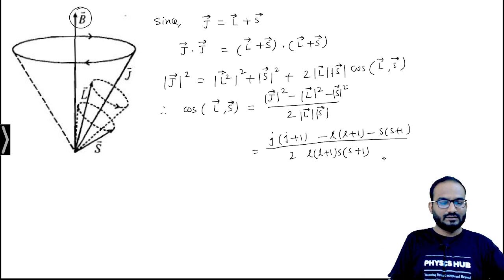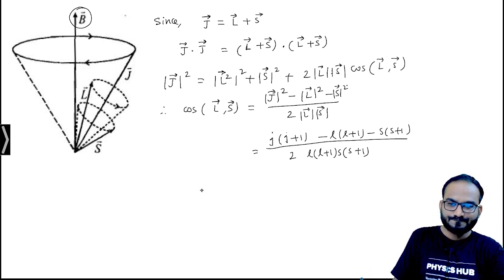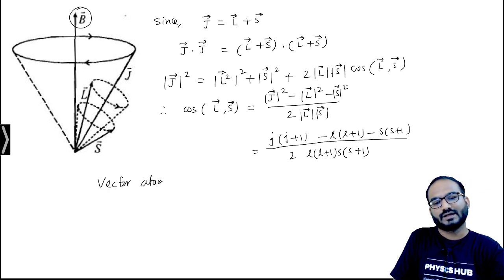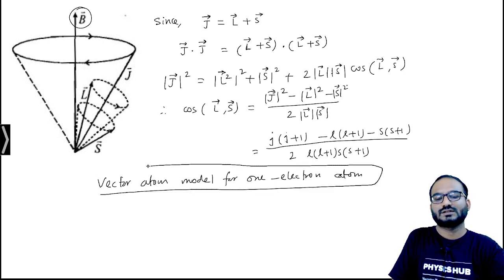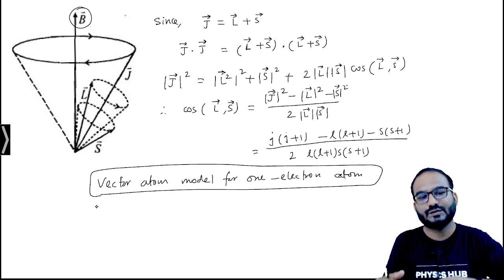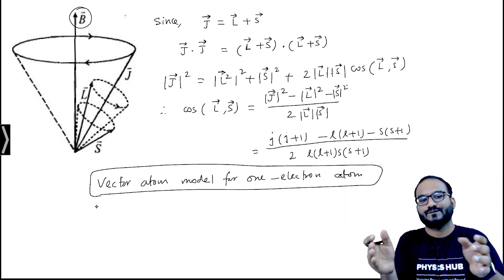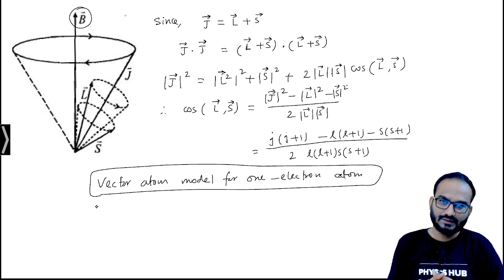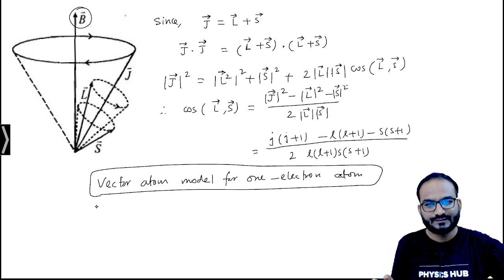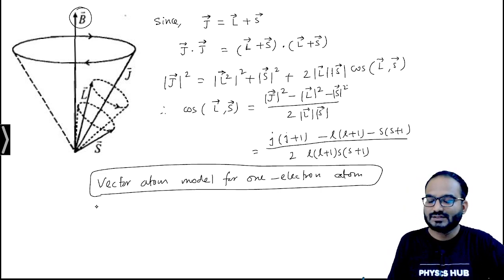This is overall the vector atom model of one electron. This can also be extended to many electron atoms. So this is precisely the vector atom model for one electron atom. So what we have done, let me summarize this. We have considered this vector atom model for one electron atoms, where only one electron is situated at the outermost shell. The previous shells are closed shells, so the last one electron is deciding the orbital and spin angular momentum of the whole atom. Now let's try some problems.